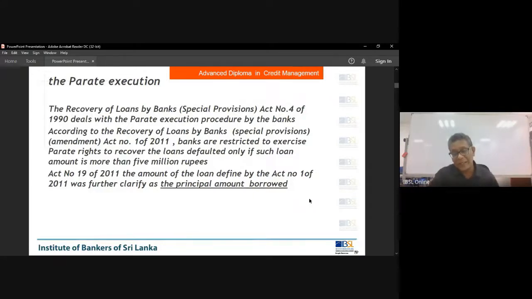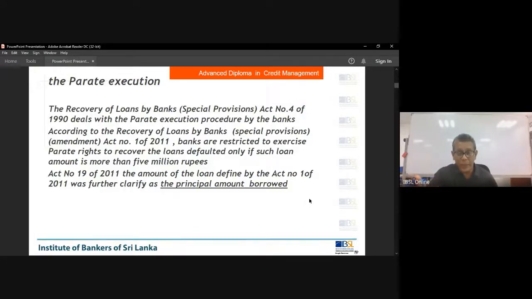If I discuss that in a little unofficial manner, what the market talked about is that this was initiated by Mr. Ravi, one of our former ministers, maybe for some personal reasons, but I don't know exactly. And that is the limit they are restricted to. You can execute your parate only for more than 5 million.